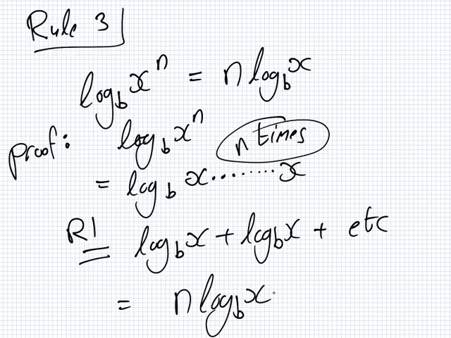Okay. Can I do the next rule? Do you have this? Yeah. This x^n is x multiplied by itself n times. So that's log x, log x, log x. That's what rule 1 says, n times. Yep. I can do the next rule now.